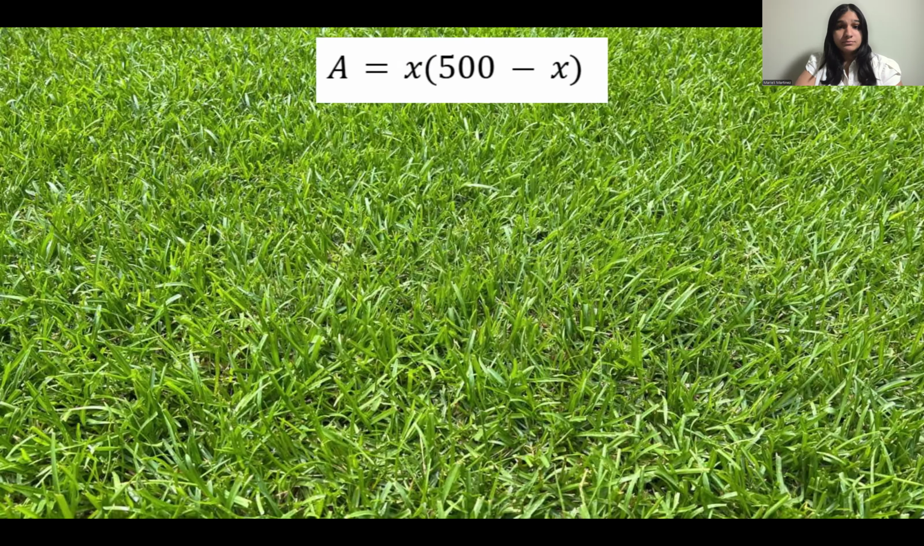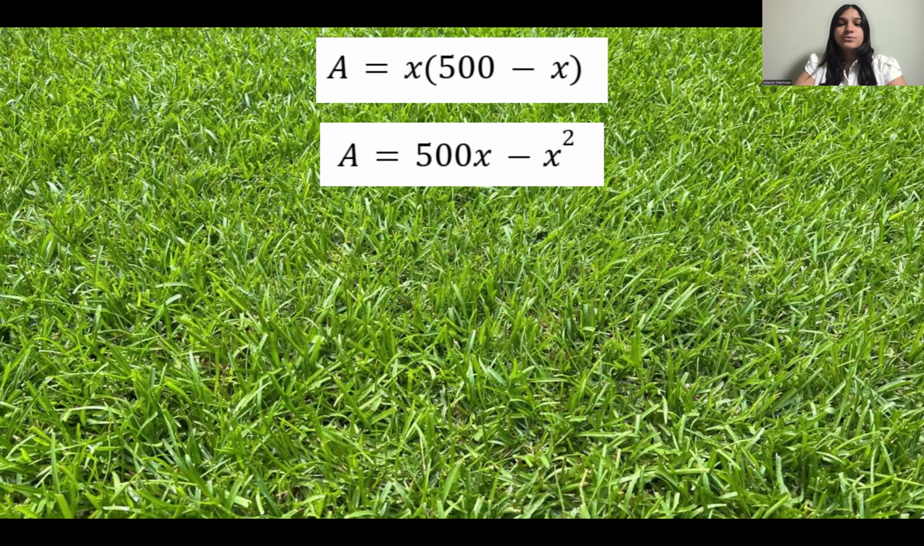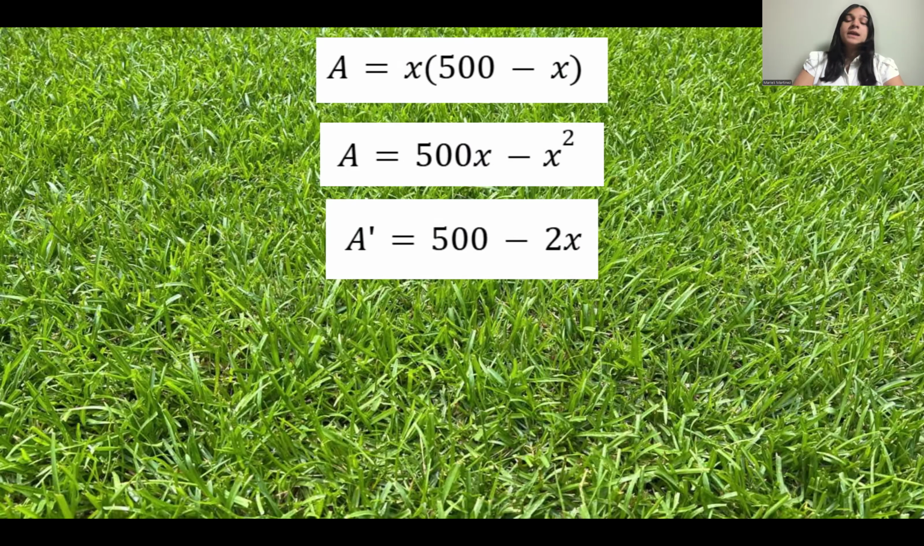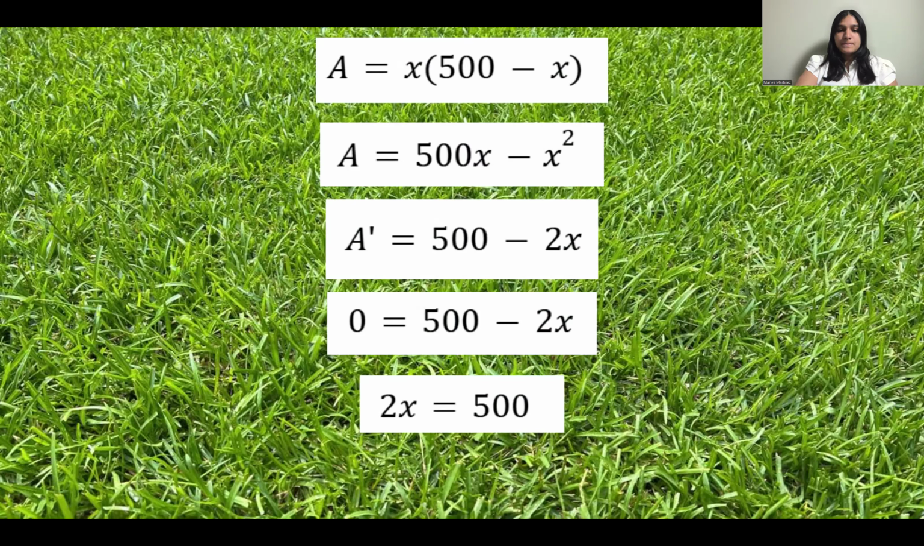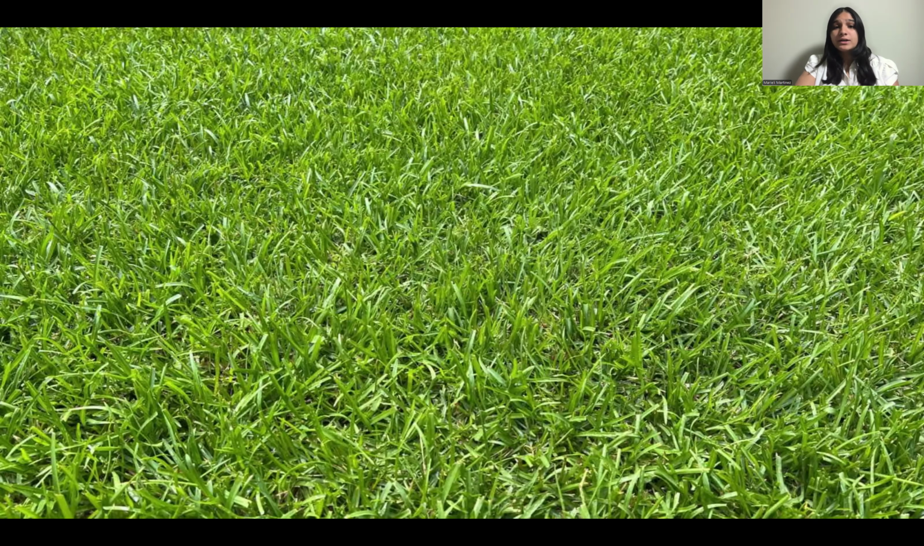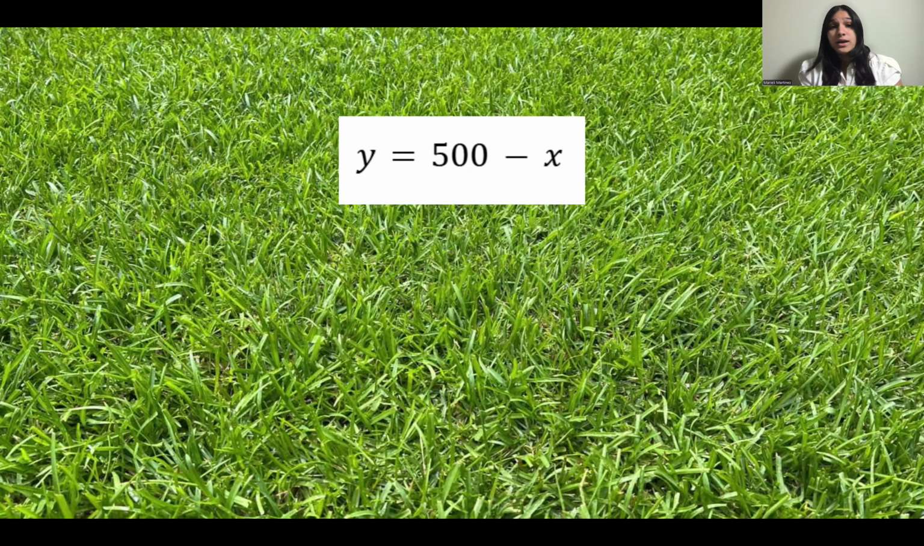into our area. Now we're going to distribute this and we're going to derive this equation. Now that we have the derivative, we're going to make it equal to 0. Once we make it equal to 0, we can solve for x. Now that we know that x equals 250, we can go back to our original y equation and plug in x to solve for our new y.